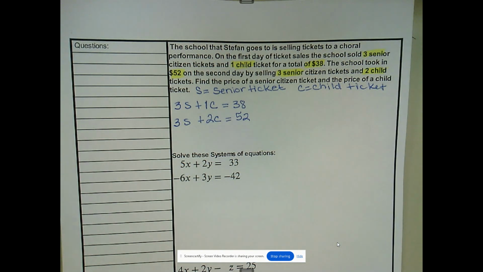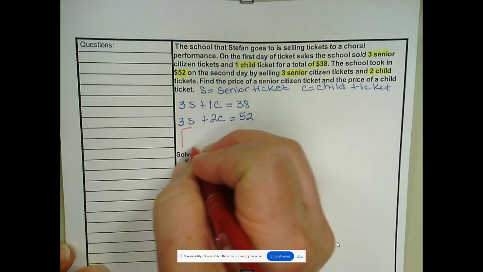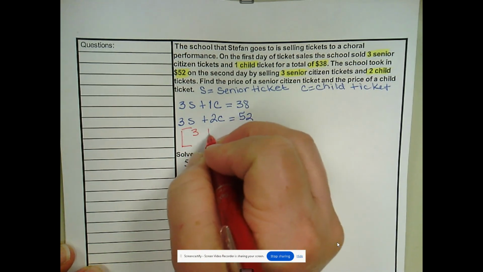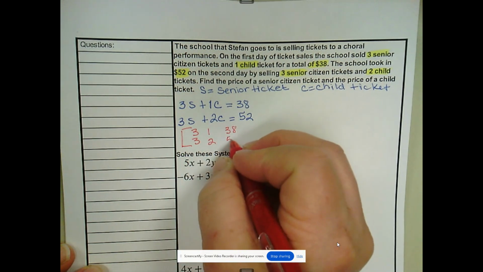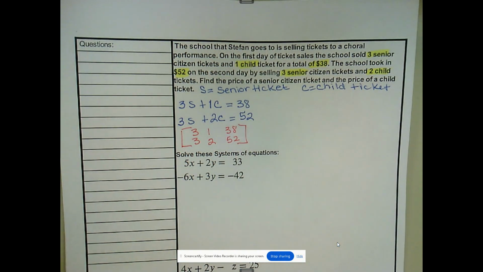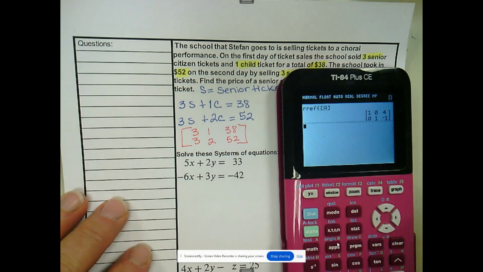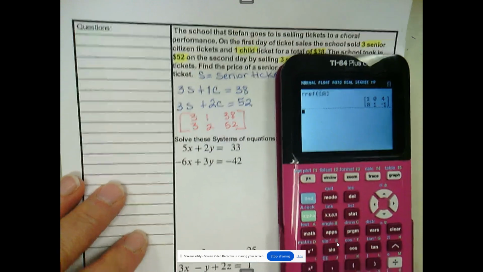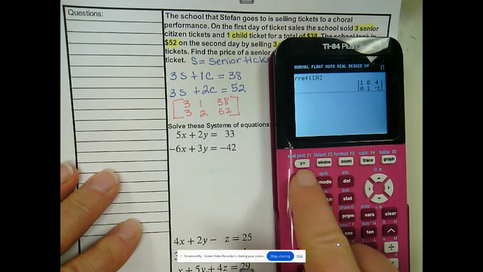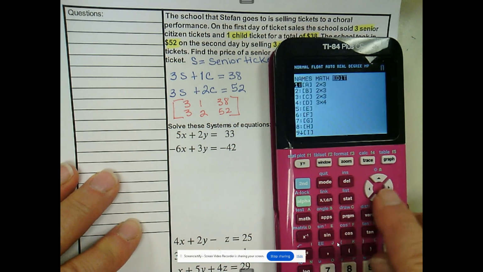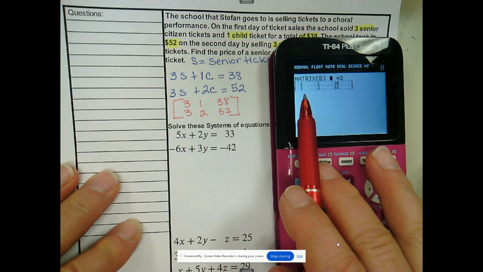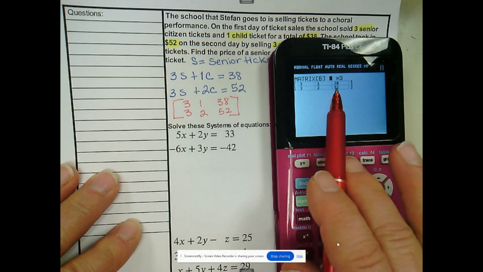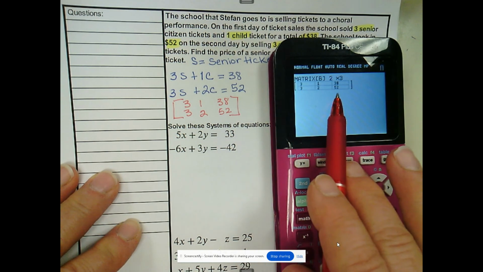Now let's set up our matrix and solve. The matrix we're going to use will be 3, 1, 38; 3, 2, 52. Once again, you go to your second, then your x to the -1 for your matrices. You go over to edit. This time I'm going to go down to B, and as you can see, I've already inputted it: 3, 1, 38, 3, 2, 52.